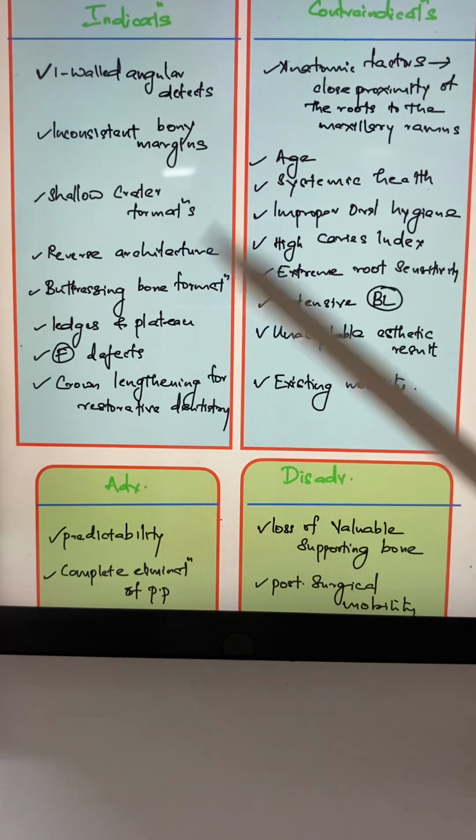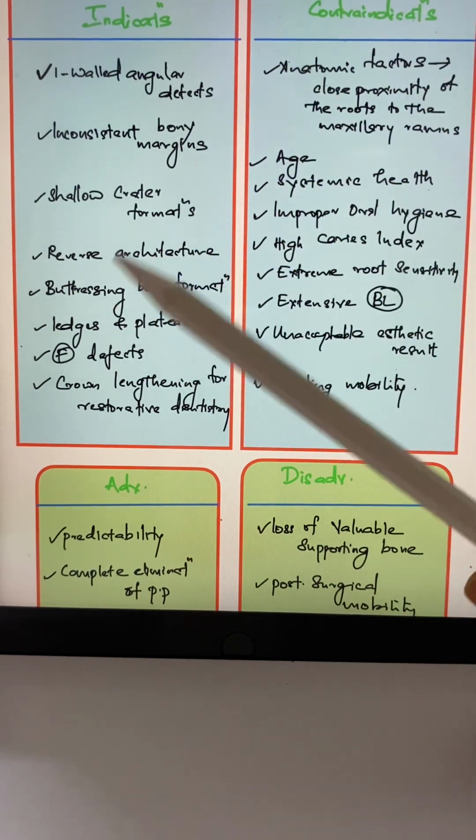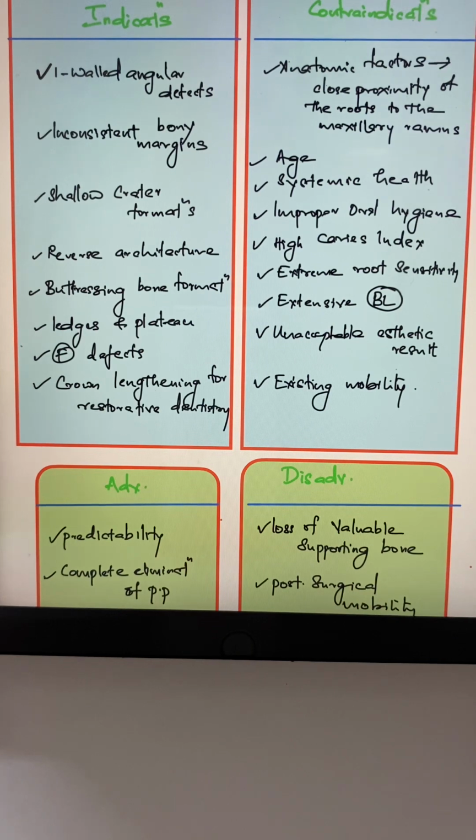You can read this. I'm not going into detail about everything. And the contraindications are certain anatomic factors, like if the roots are placed very close to the maxillary ramus, in such a situation we cannot do this.